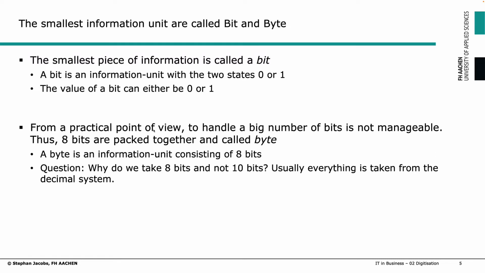This 0 and 1 can now be interpreted in different situations. If you have, for example, a traffic light, it could mean red or green. Or if you have just two sexes, 0 could stand for male and 1 could stand for female. If you would like to have diverse sex as well, then 0 and 1 is not sufficient anymore.